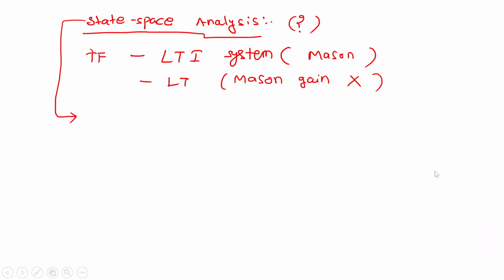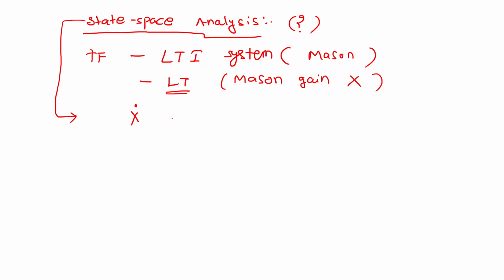Let me quickly go through the state space model. I told you that the transfer function of an LTI system can only be calculated by using Mason's formula. But if a system depends on time, it is linear but not an LTI system, then you cannot use Mason's formula to find out the system response. Then you require the state space model to find out the transfer function or the system response. Generally, the state space model handles time variant systems.